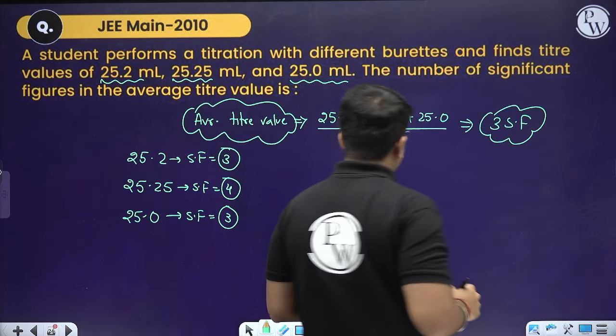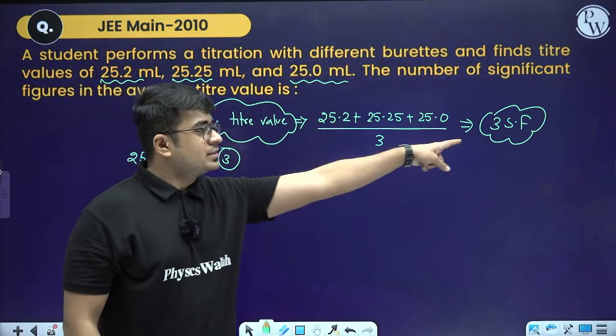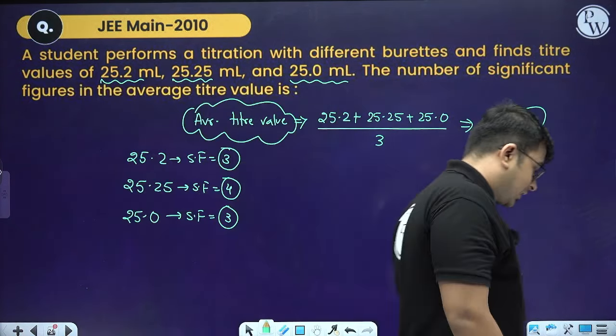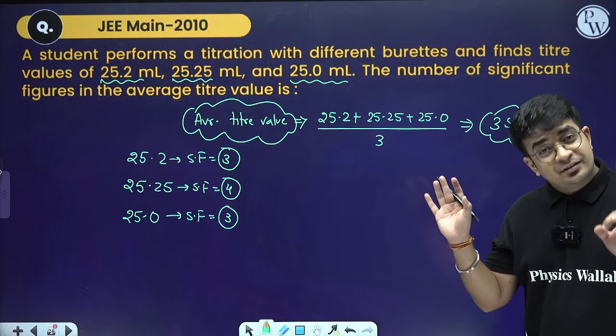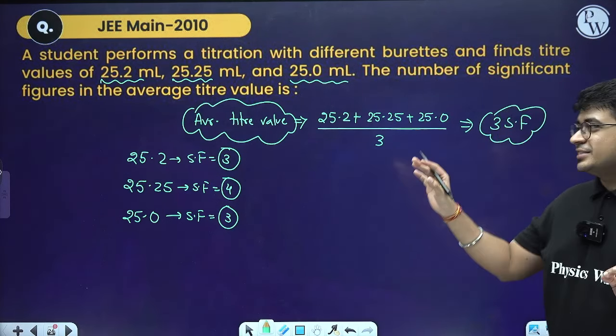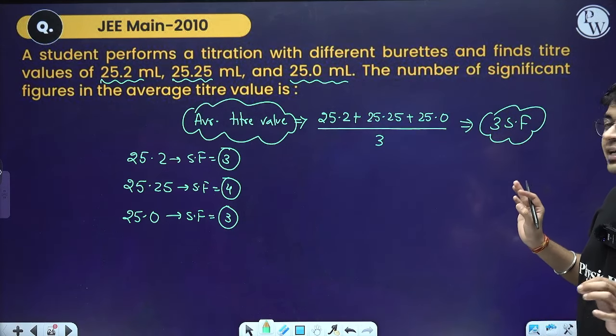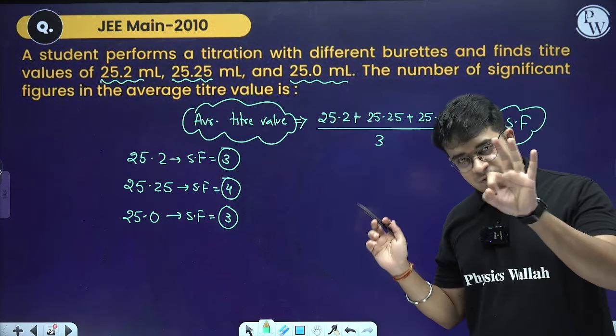So there is no need to solve the entire part. By simply looking at the measurement values, you can see that least number of significant figures are only 3. That means the final answer is going to be 3 only. Without even solving the question, you can simply talk about the answer. So the final answer in this case is going to be 3. So it talks about the number of significant figures in the average value, which is going to be 3.